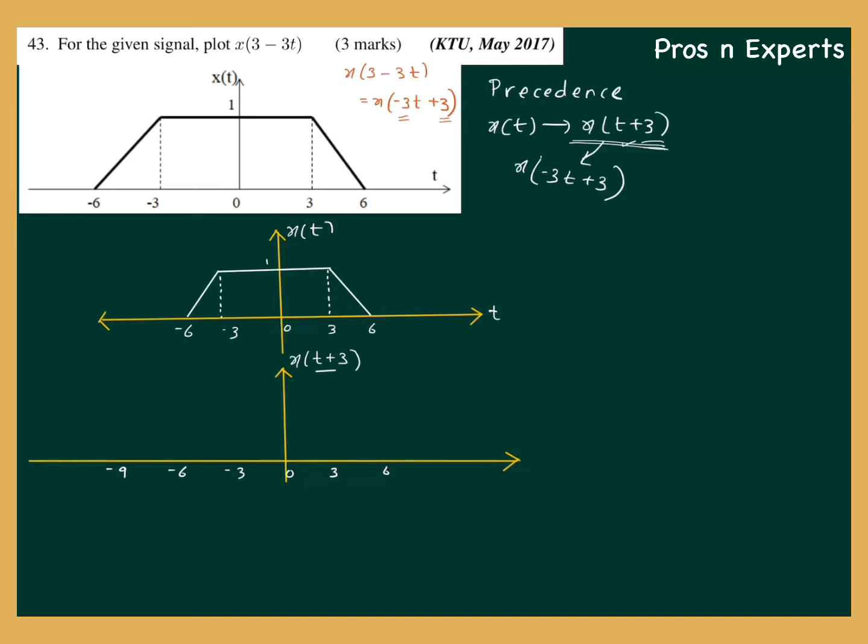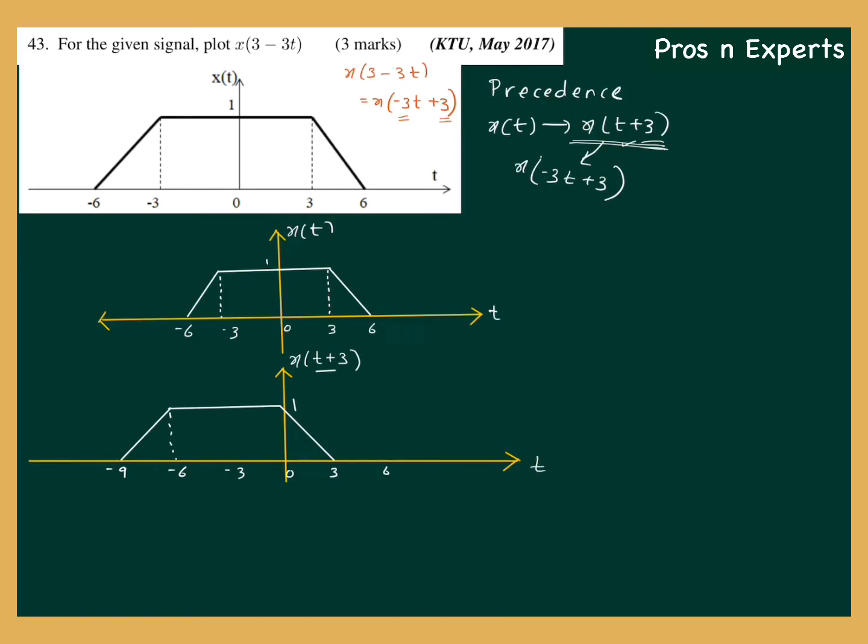Okay, so let me draw this. So this portion without any change in amplitude. Now this portion is at 0, because this 3 will be shifted 3 units to the left, which means you will end up at 0. Then finally 6, the end of the signal, will be shifted 3 units to the left, which means it is at 3. Again the amplitude is 1, not changed. So this is x of t plus 3.